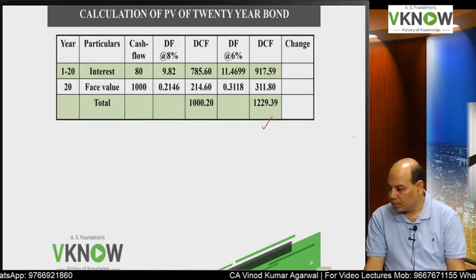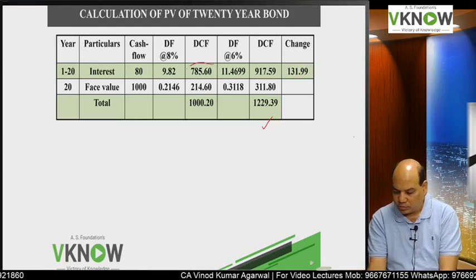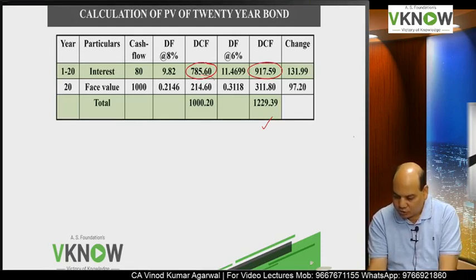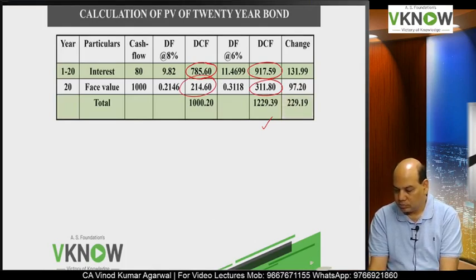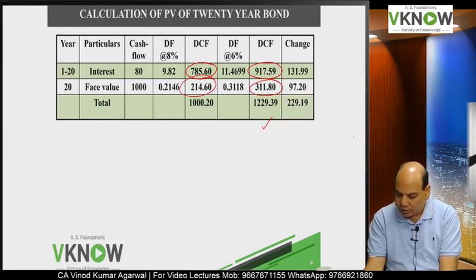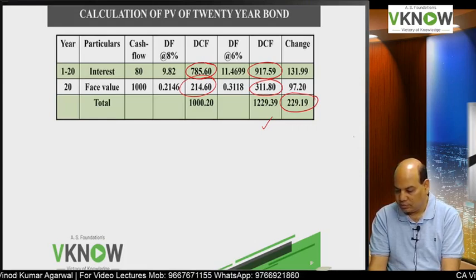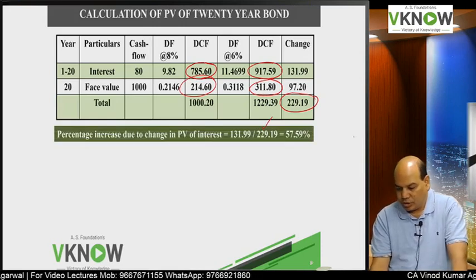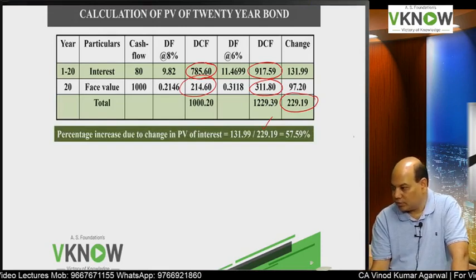Got it? Okay. So tell me the change in the interest portion now. This is the change, 131.99. Take the change in the principal portion. 97.20. Very good. And take the total. The total is 229.19. Total is very high. Now calculate the percentage increase due to change in PV of interest.